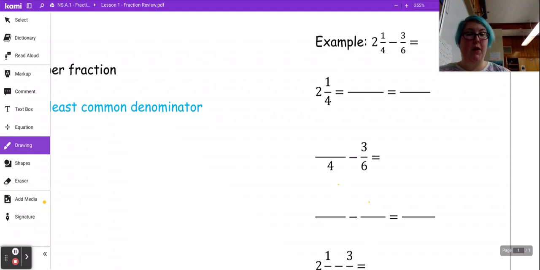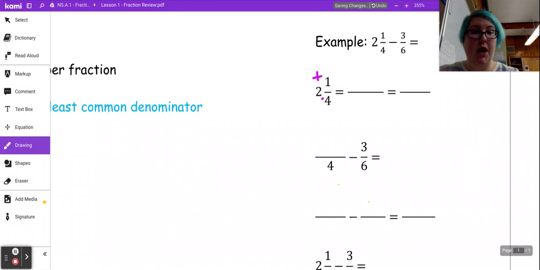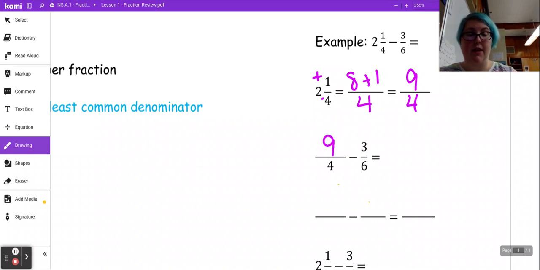Well, first we have to convert that 2 1/4 to an improper fraction. So remember, this means 2 times 4 plus 1. So the 2 times 4 is 8 plus 1 would give you 9. We do nothing to that bottom number. We just carry it over. So now we have 9/4 minus 3/6.